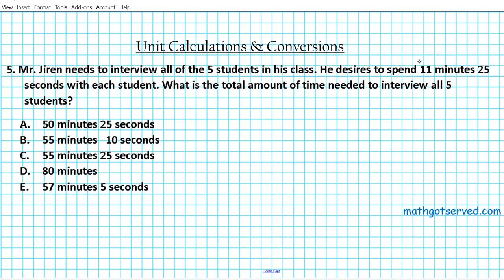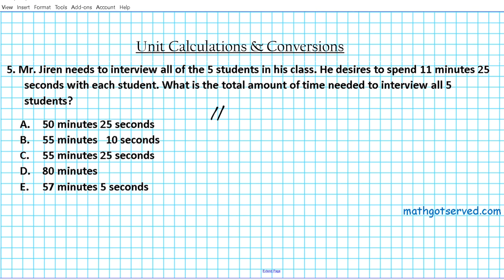All right, let's read the question. Question number 5: Mr. Duran needs to interview all of the 5 students in his class. He desires to spend 11 minutes and 25 seconds with each student. What is the total amount of time needed to interview all 5 students? All right. So we have 11 minutes and 25 seconds per student.